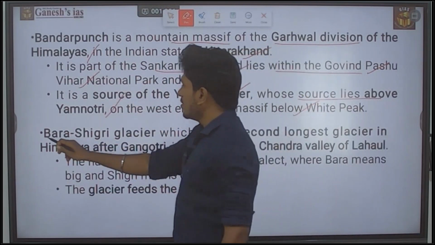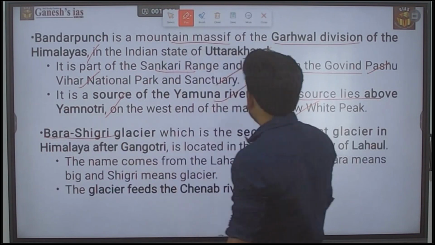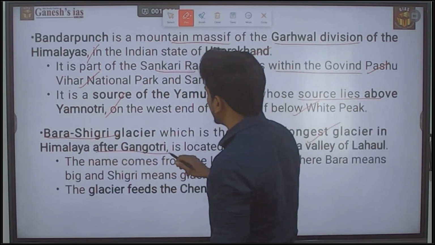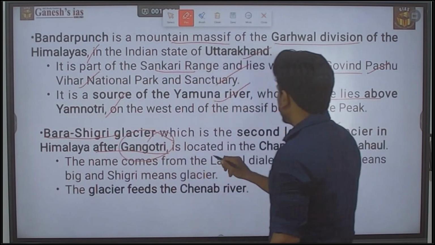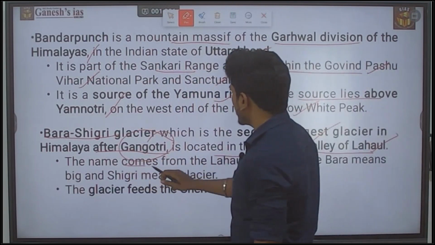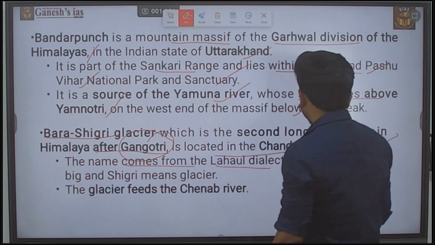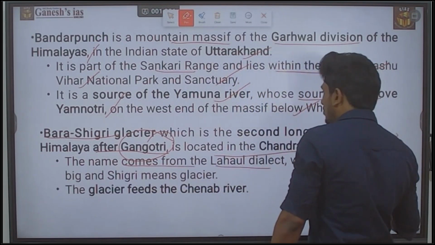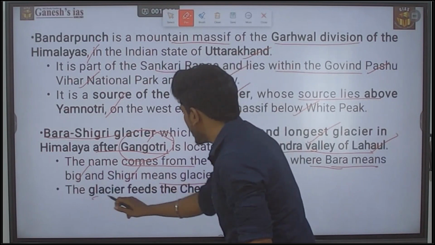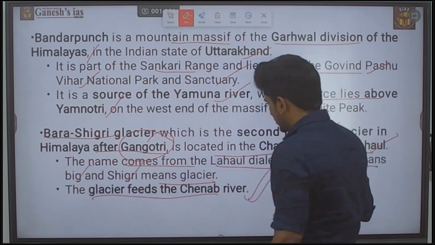Next is Vara-Shigri Glacier, which is the second longest glacier of the Himalaya after the Gangotri. It is located in the Chandra Valley of Lahul. The name comes from the Lahul dialect, where Vara means big and Shigri means glacier. The glacier feeds the Chenab River.